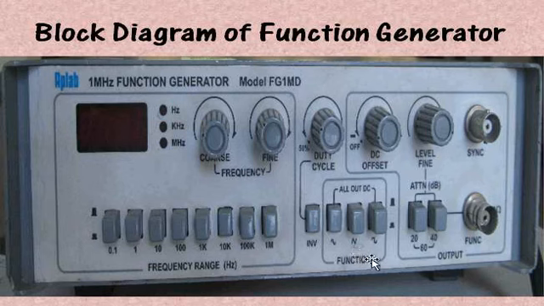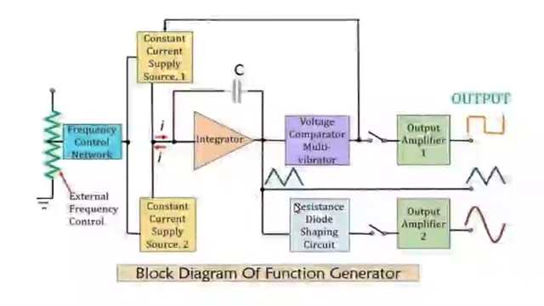Now let us see how this function generator works internally. This is the block diagram of function generator. You can see there are different types of blocks. This block is the frequency control network to control the frequency of sine wave, triangular wave and square wave. This is the constant current source supply, that is the upper constant current source, and this is constant current source 2, or we can say the lower constant current source.